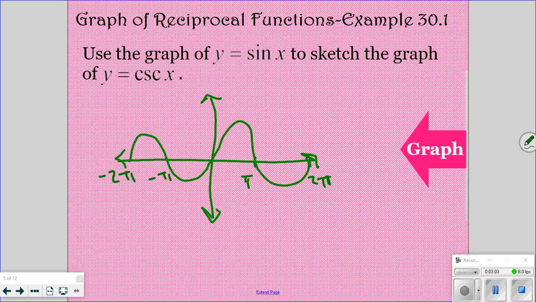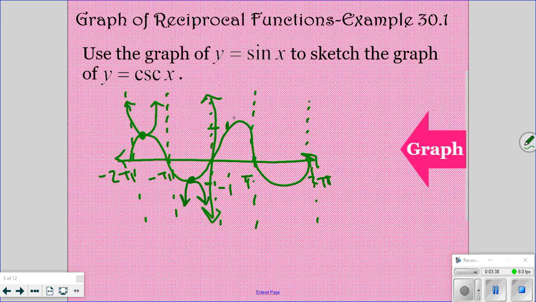And then everywhere that sine crosses the x-axis, you're going to have to put an asymptote. So here, here, on the y-axis, here, and here. And then everywhere that it equals 1 and negative 1, you're going to put dots, because the reciprocal of 1 is still 1, and the reciprocal of 0 was undefined, because something divided by 0 doesn't work. So that's why you have asymptotes here. And so this would be the basic sketch of cosecant.